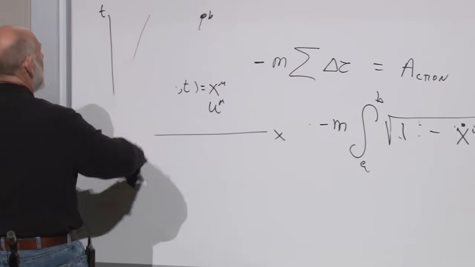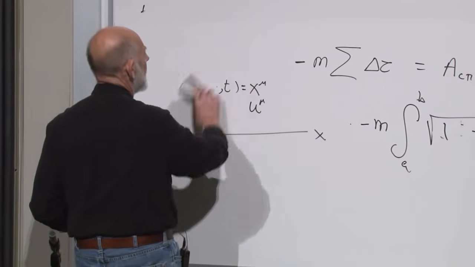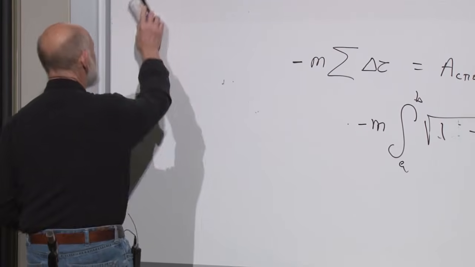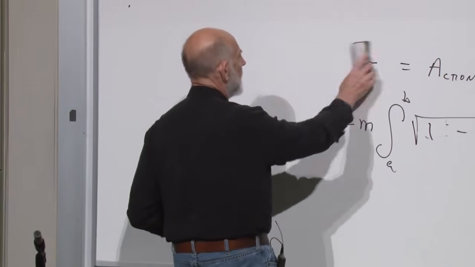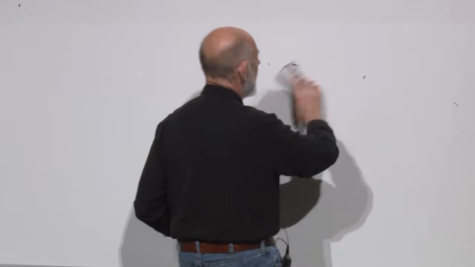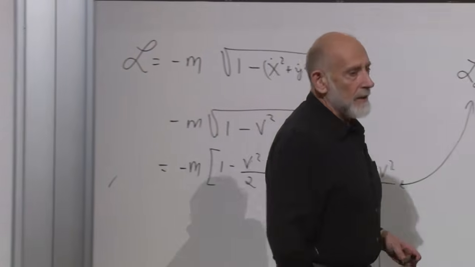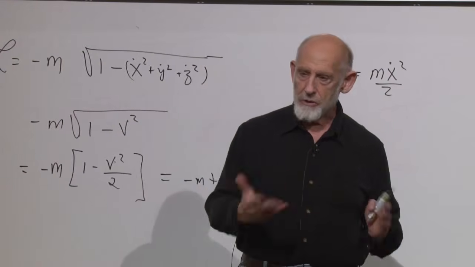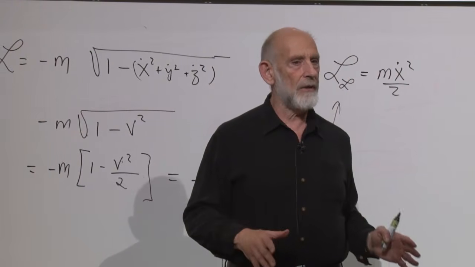Momentum and energy are important because they're conserved. If we account for all the particles in the universe, or at least all the particles in a closed system, they may be interacting with forces and this and that, but the net momentum is conserved.